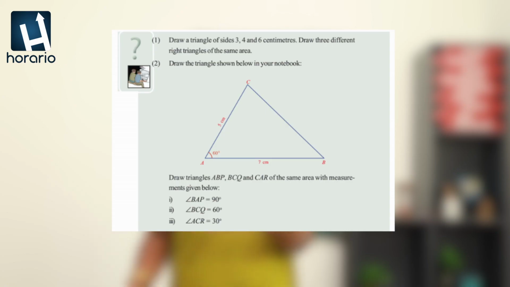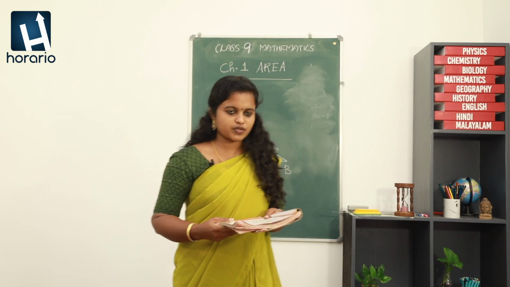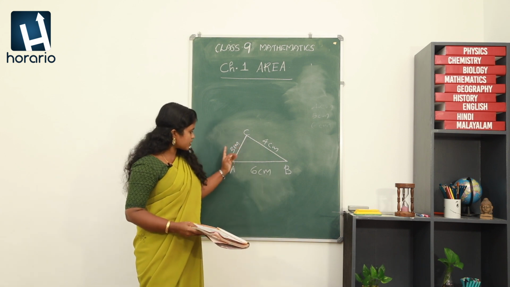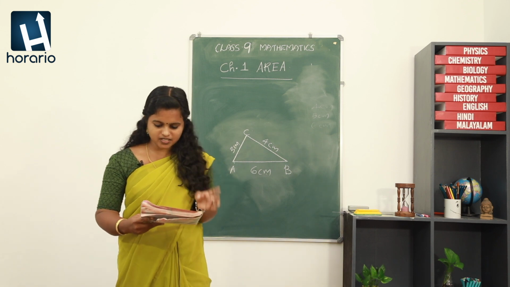Now take page number 11 in your SCERT textbook. Page number 11. First question we are going to discuss. The question is, draw a triangle of sides 3, 4 and 6 centimeter. So first of all we need to draw a triangle having sides 3 centimeter, 4 centimeter and 6 centimeter. That you can do in your notebook as we have done earlier. So I have done like this. I have constructed a triangle ABC with the mentioned sides. Clear? Okay, that is the first task.